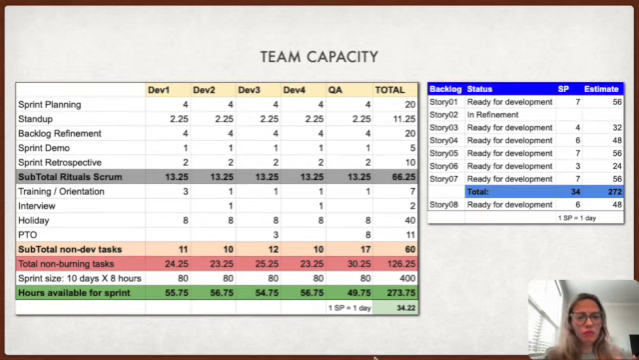For a team that estimates their tasks in hours, we can compare if the team will be able to deliver all the stories planned, or even if we need to reprioritize any of the stories to be able to deliver on that sprint.